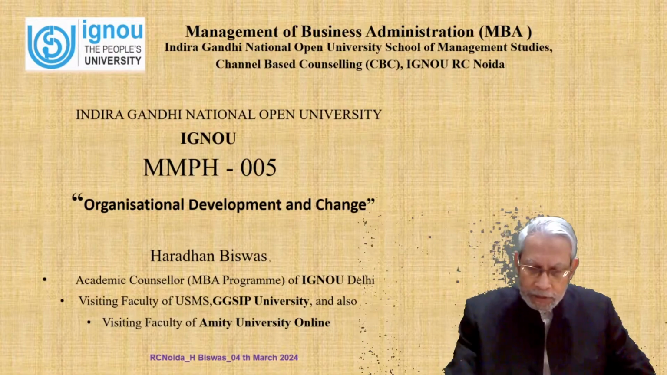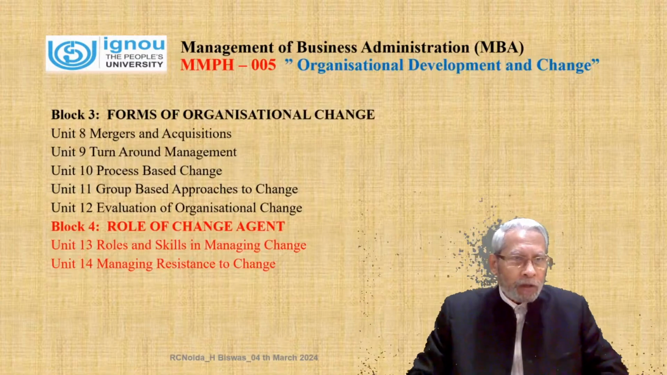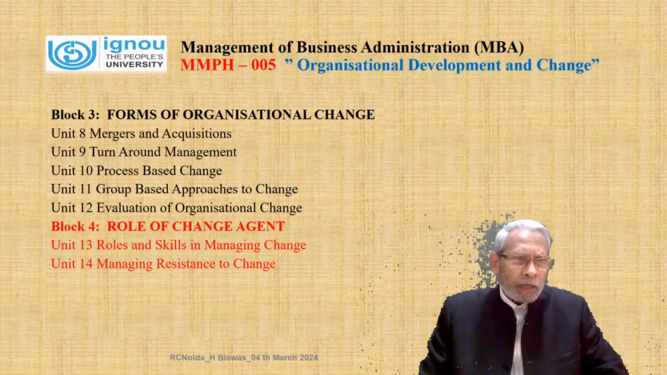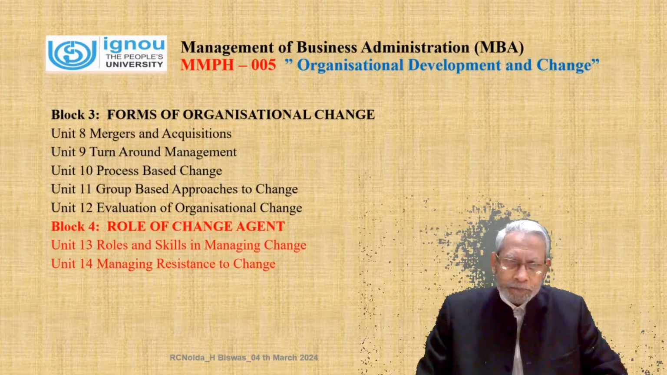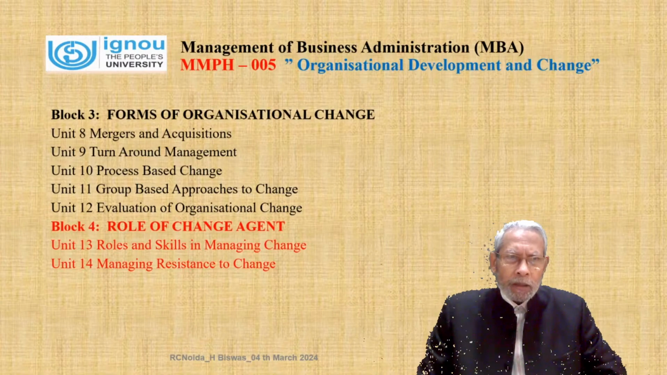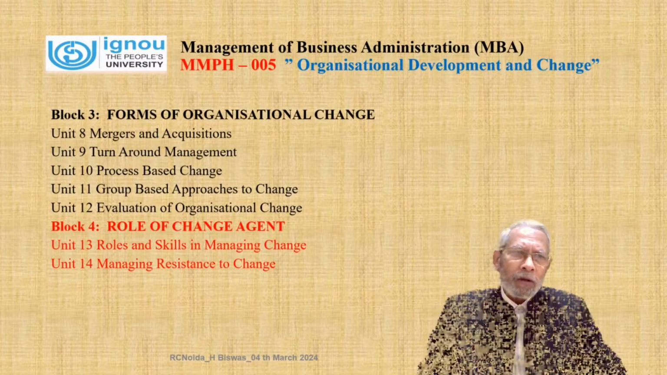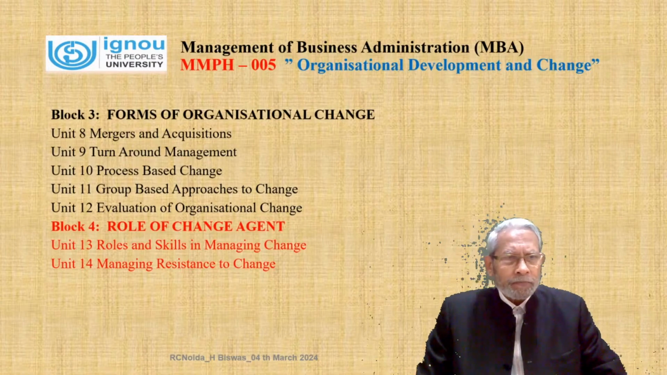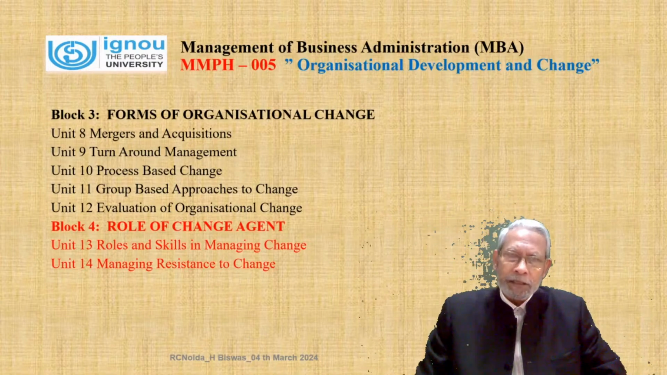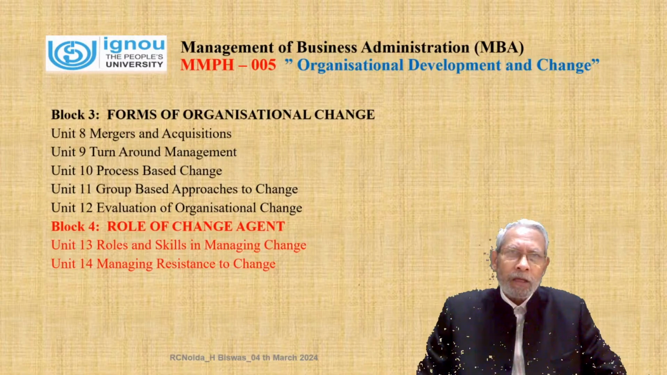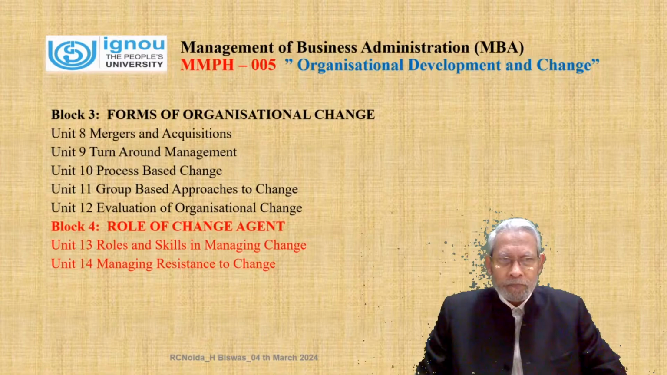Today, again, MMPH J05, this is Organizational Development and Change. And today we have to discuss the last block, that is your block number 4. This is marked in the red color. The role of change agent. There are 2 units, that is unit number 13 and 14. Unit number 13 is the roles and the skills in managing change. And unit number 14 is managing resistance to change.